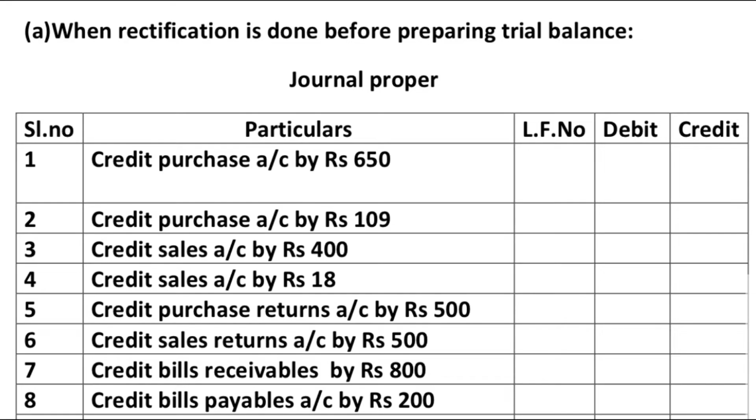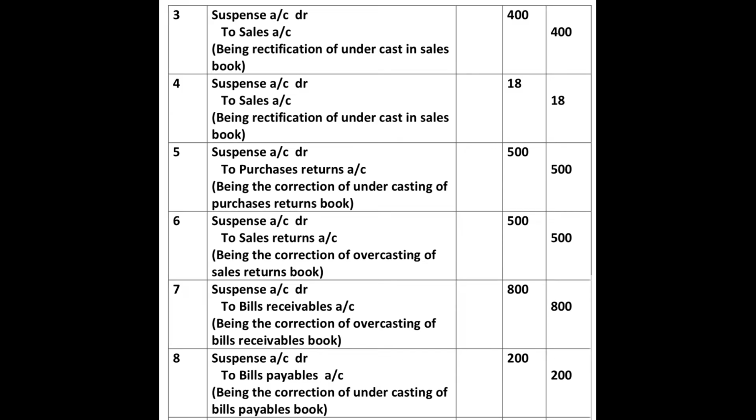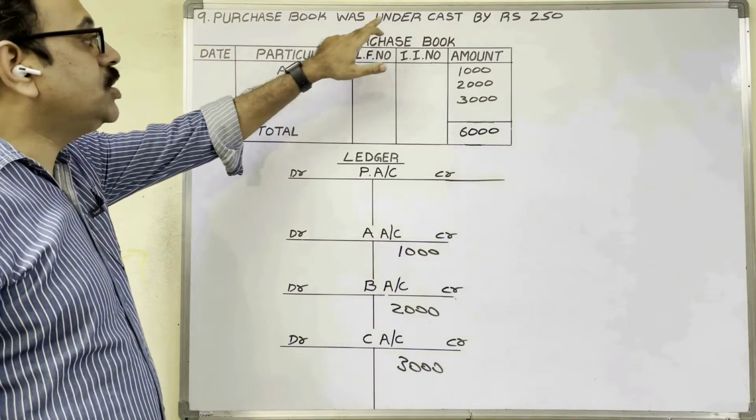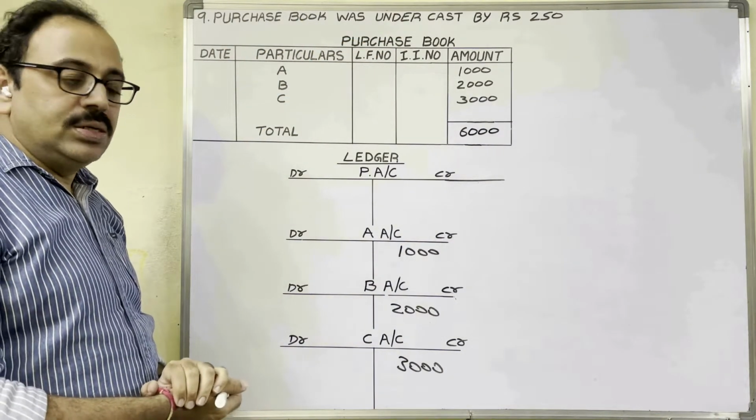A. When rectification is done before preparing trial balance. For eighth point, sentence is credit bills payables account by 200 rupees. B. When rectification is done after preparing trial balance. For eighth point, entry is suspense account debtor to bills payables account 200. Narration: being the correction of undercasting of bills payables book. Ninth point, purchase book was undercast by 250 rupees.